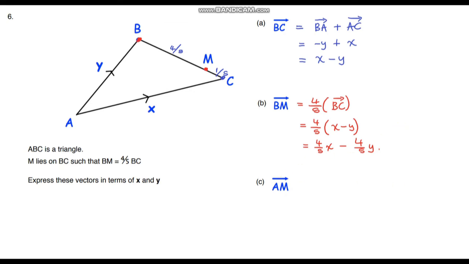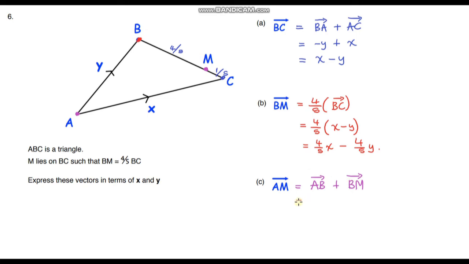Right, okay, the last one. So part C, AM. A is over here. So we're starting here and we are finishing here. A lot of the time when you're solving vector problems, there's more than one route you could take. I could go along this route from A to C and then C to M, or I could go from A to B and then B to M. I'm going to take the latter of those two options. So I'm going to go from A to B first of all, so I'm going to do the vector AB, and then I'm going to add on the vector BM.